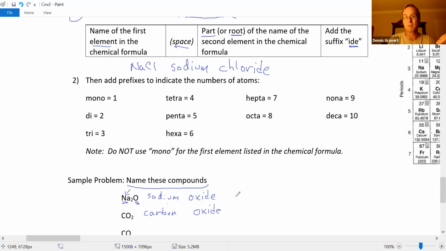But this is a pair of nonmetals. It's a covalent bond. So now we must add the di, tri, tetra prefixes. Carbon, there's only one. One means mono. Oh, wait, that was our exception. Don't put mono in the front of carbon. Oxygen has two. Di means two. So we put the di prefix in front of oxide. And yeah, CO2 is carbon dioxide. I know, you already knew that.